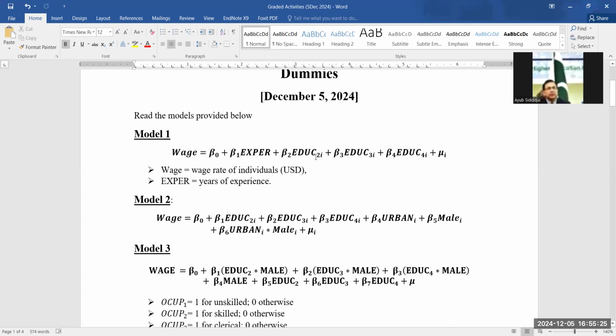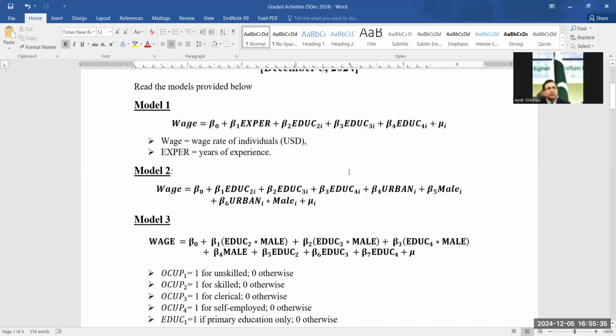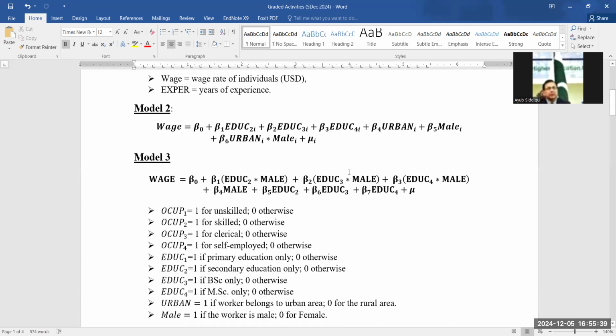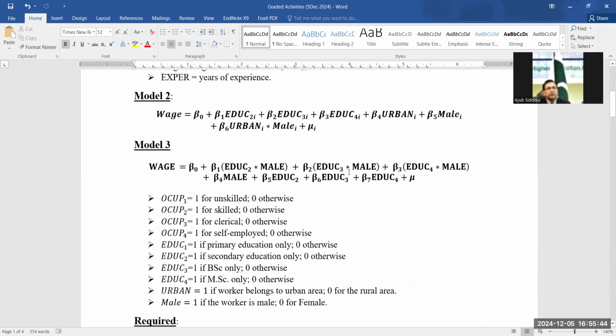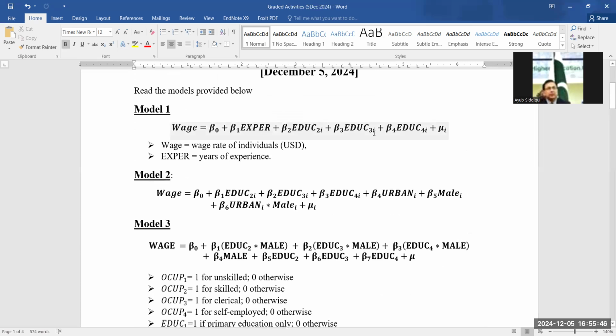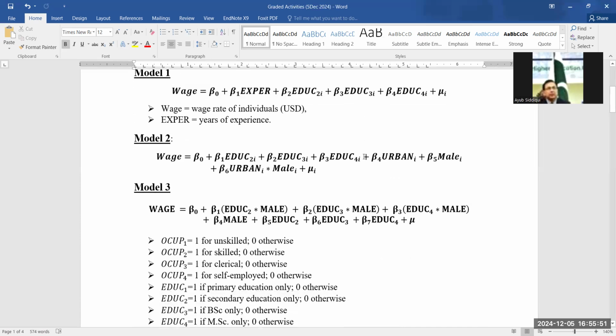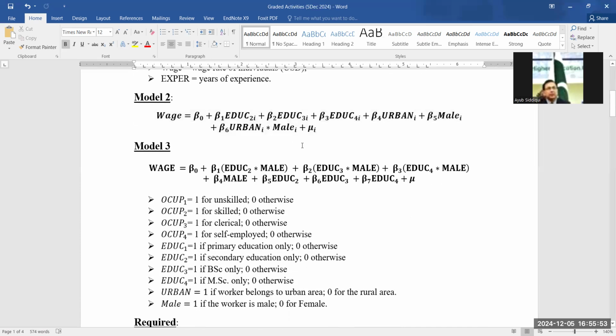So for the purpose of analysis, the primary education category, which is EDUC1, will be considered as a reference category, and all the other categories' coefficients will be compared with that. So this is how the different categories have been defined. In model one, we include experience and the three categories of the education. The fourth one is used as a reference point. And in model two, we are considering all the dummy variables on the right hand side of the equation.